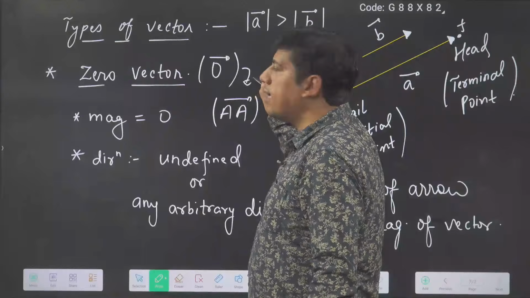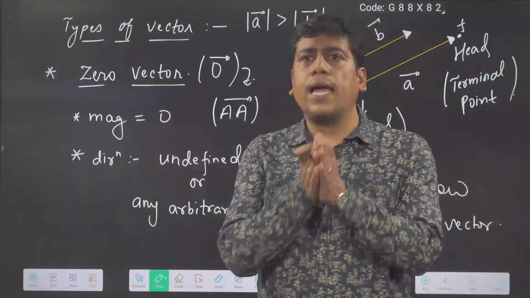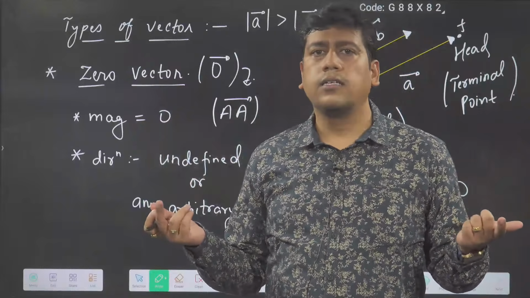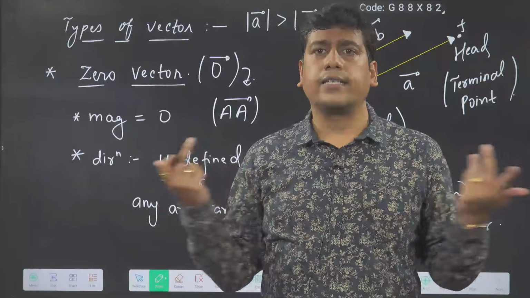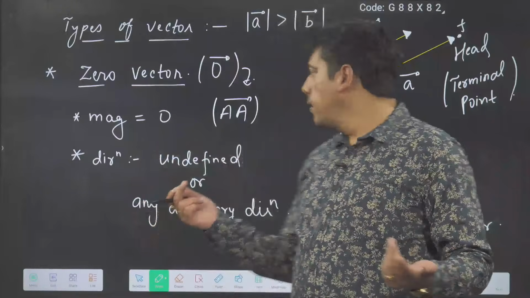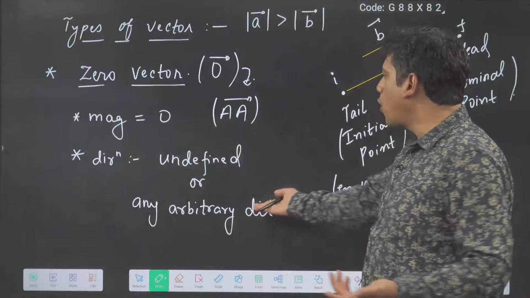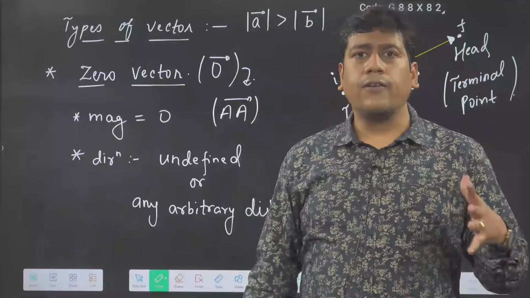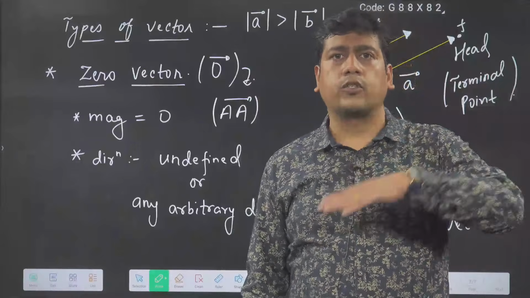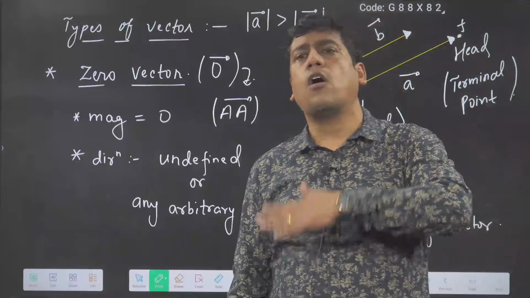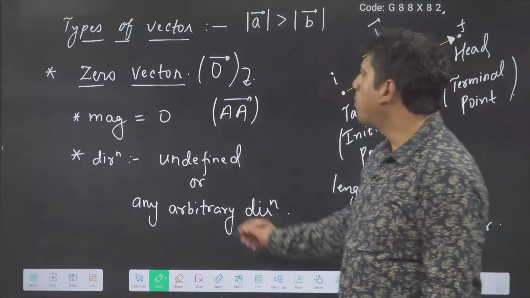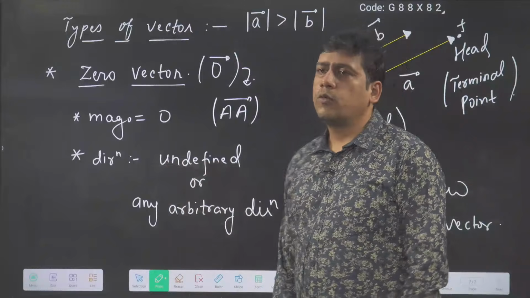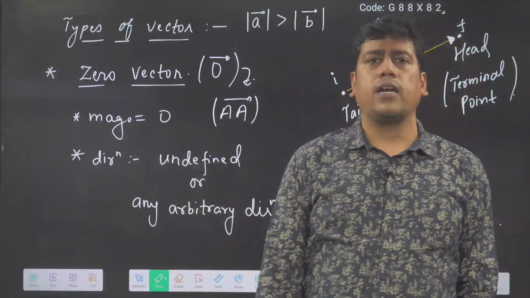A zero vector we write like A vector, meaning it starts from A and ends at A. That means initial point and terminal point are the same. The tail and head are at the same place. Are you getting my point? Then in that case, how can you define any direction? Either you can say it doesn't have any direction, direction not defined, we can't associate any direction with it, or you can say all directions are possible. So remember, magnitude is 0, and for direction you can use either undefined or any arbitrary direction.